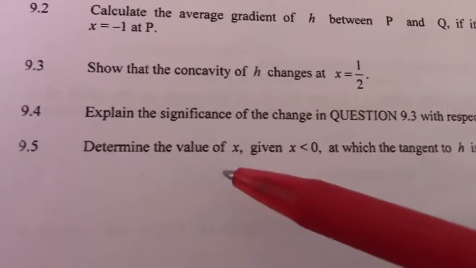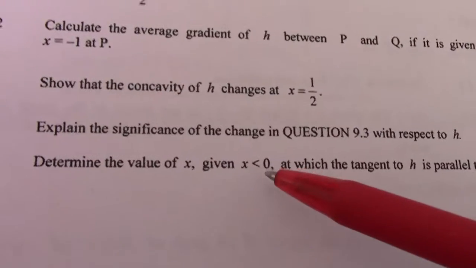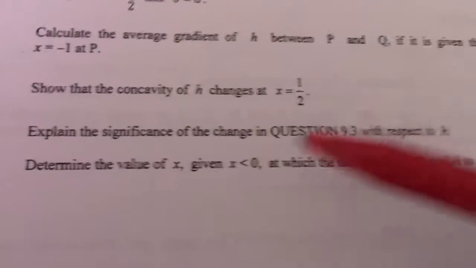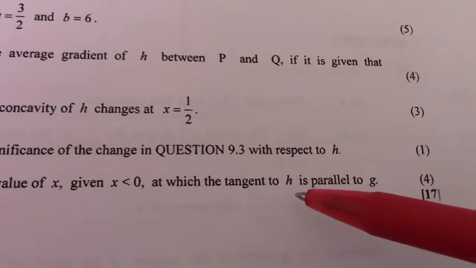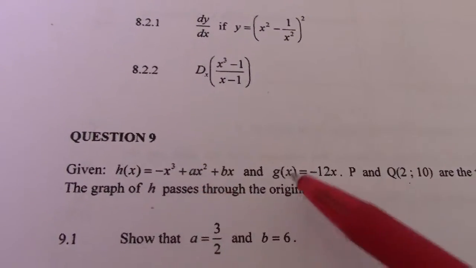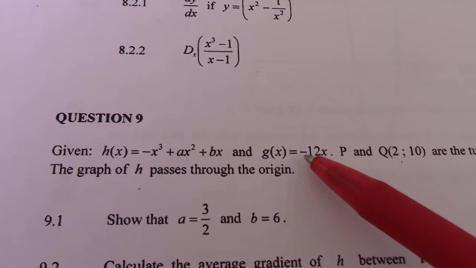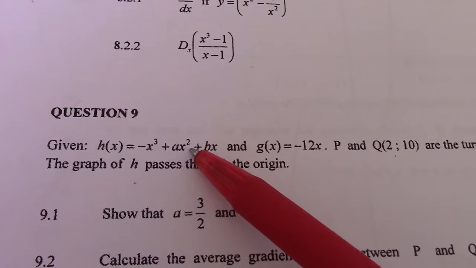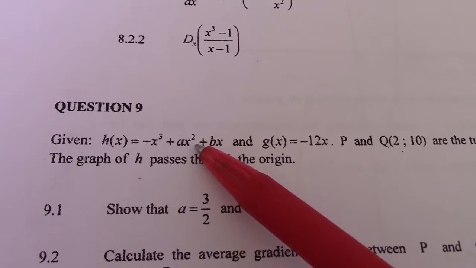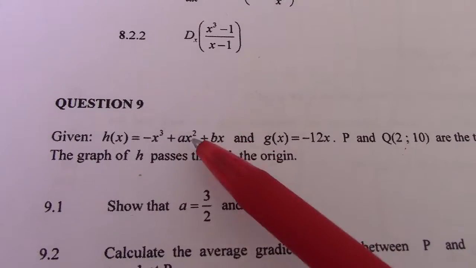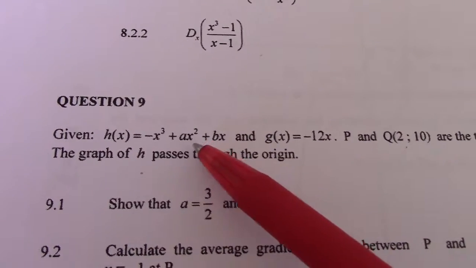Right, 9.5, determine the value of x, given that x is less than 0, so this answer must be negative, at which the tangent to h is parallel to g. So the tangent of h is parallel to g. The gradient of g there you can see is minus 12, so when you say parallel, that gradient there must also equal minus 12. Remember, first derivative gives us gradient or tangent.